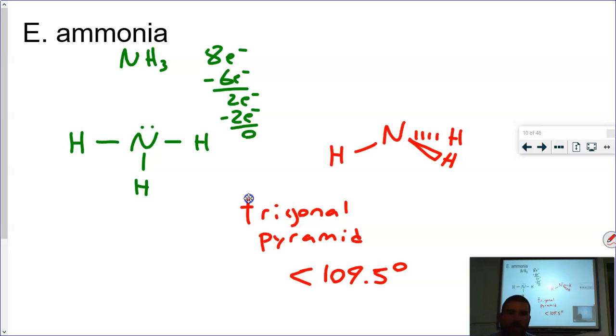It's a coordination number of 4. We are separating 4 things around the nitrogen. 3 atoms, 1 lone pair. Those 4 things repel as much as they can and separate as far as they can.